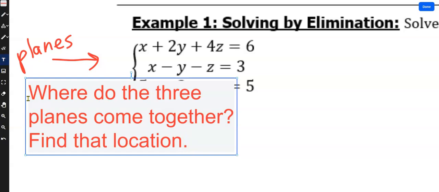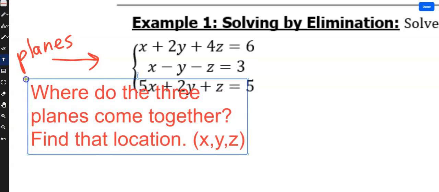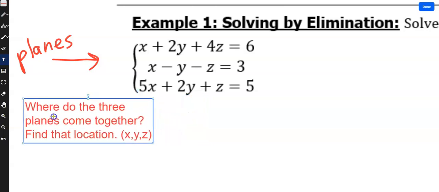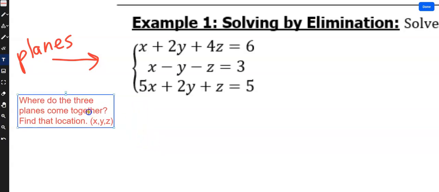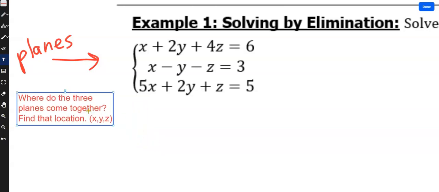And that's an ordered triple, and yes, if they use different letters, put them in alphabetical order, if it's ABC or RST. But hopefully math teachers are smart enough to just use XYZ so we don't make it all difficult.